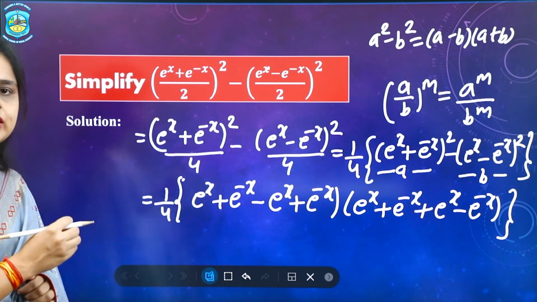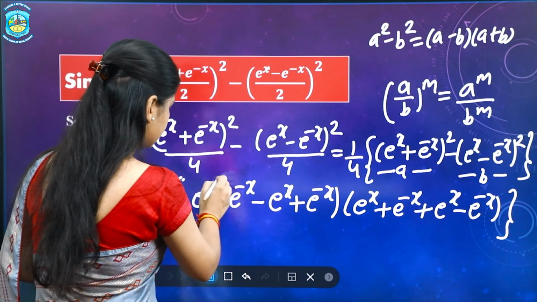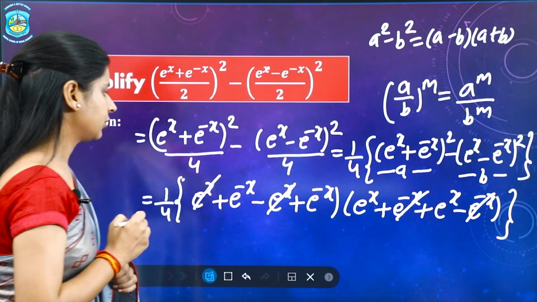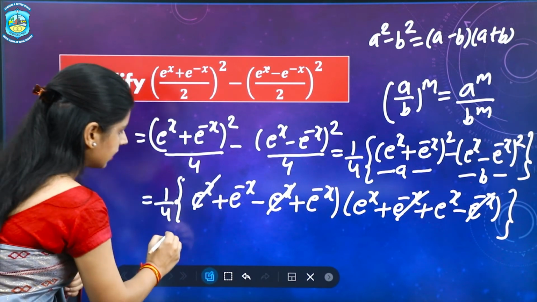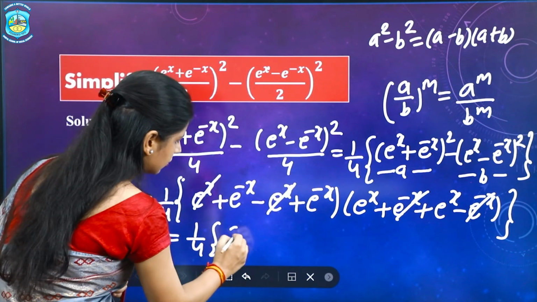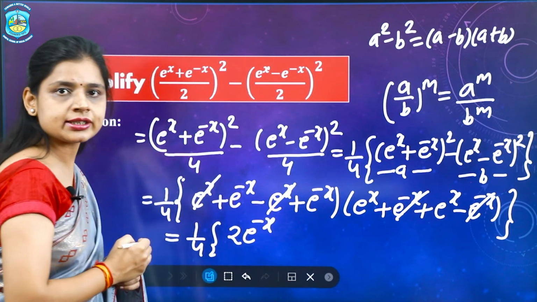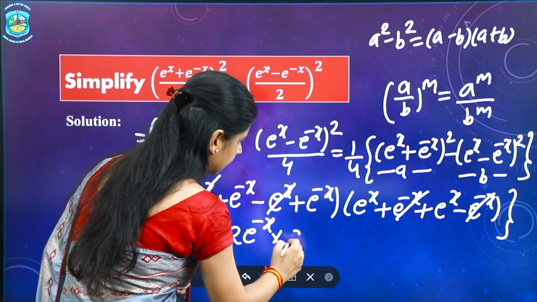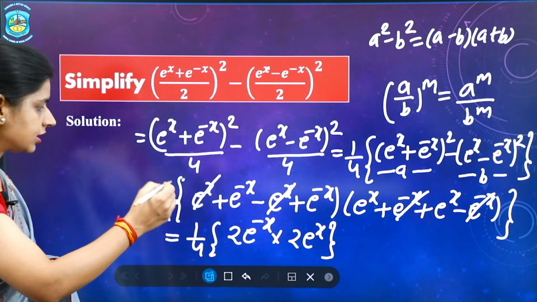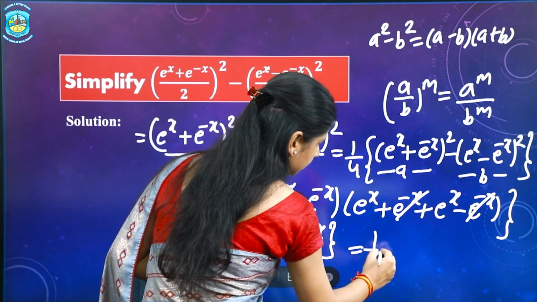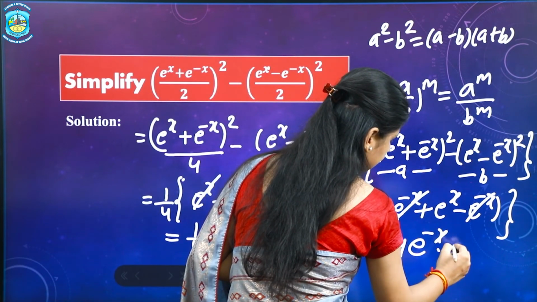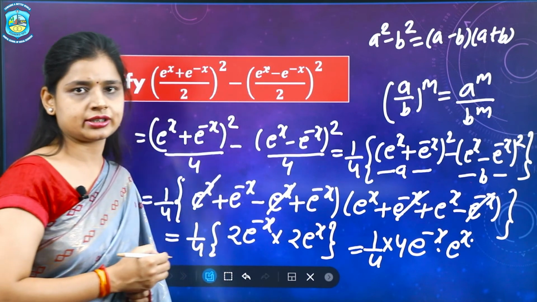Now, we will simplify each bracket separately. This term will cancel out and from here this term will cancel out. So, 1/4 will be as it is. In the first bracket we will get twice of e^(-x) and in the second bracket we will get twice of e^x. On simplifying, we will get 1/4 multiplied with 4 e^(-x) multiplied with e^x.